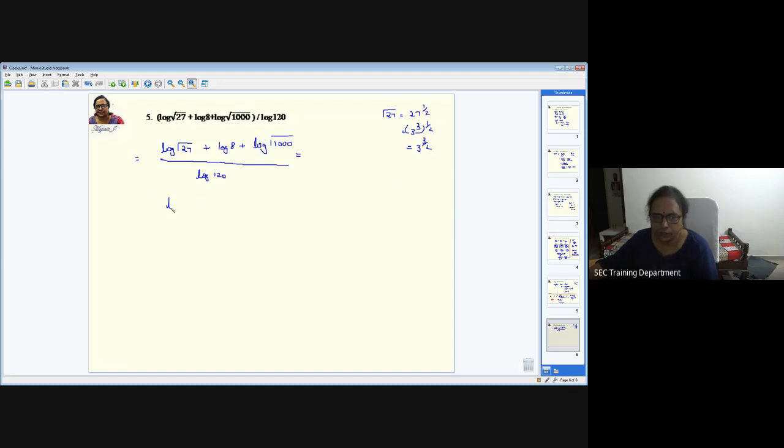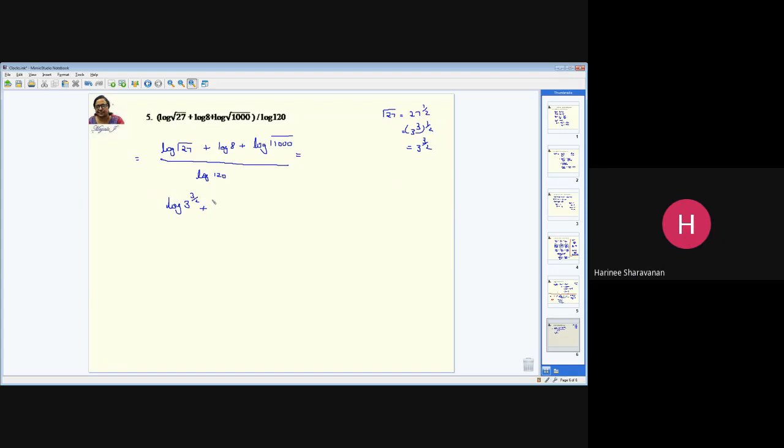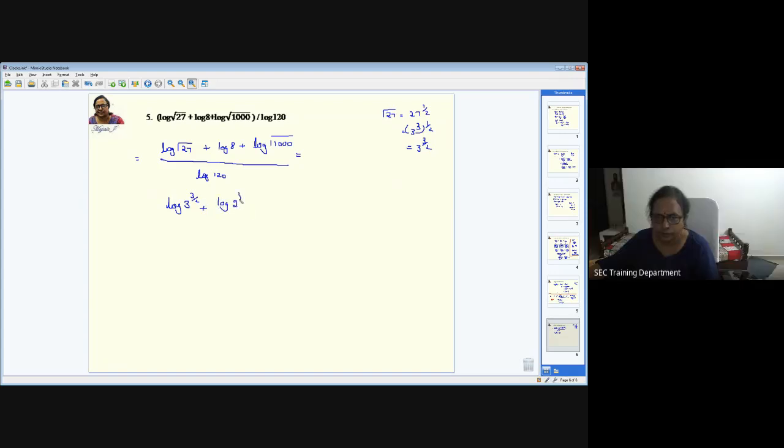So this will be log 3 to the power 3 by 2 plus the next is 2 cube. Good. Next is again the same thing. This will be 1 by 2, and 1000 is 10 power 3. Same calculation as this one. So it's going to be log 10 to the power 3 by 2. Is it clear? 10 cube is 1000, and the root is there. Because of that, this 1 by 2 also will come.